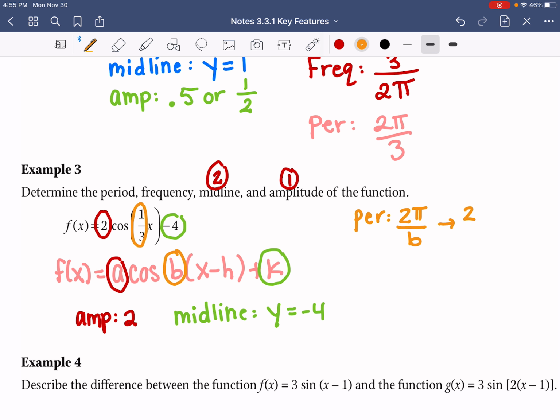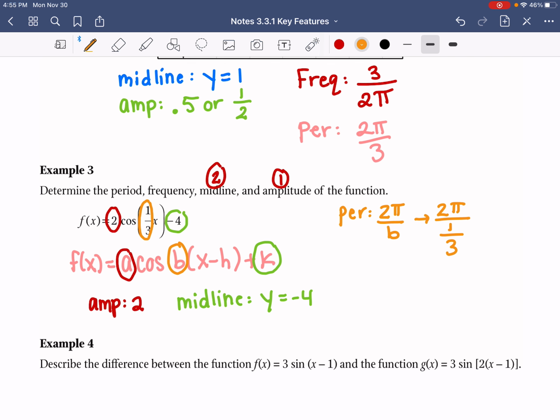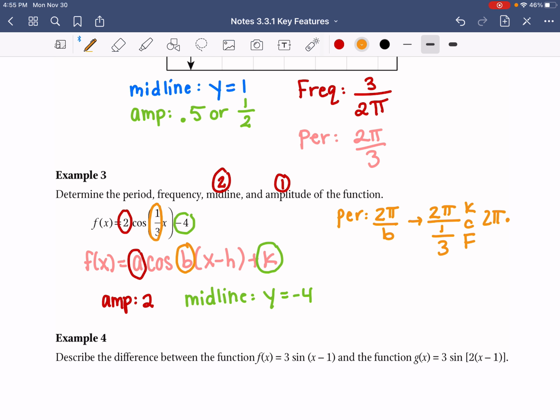So it would be 2 pi divided by 1/3. In order to divide by a fraction, we keep, change, flip. I keep my 2 pi, change it to multiplication, and when I flip 1/3, I get 3. 2 pi times 3 is 6 pi. So my period is 6 pi. That's how long it would take to complete one curve. A distance of 6 pi would take to complete one curve.